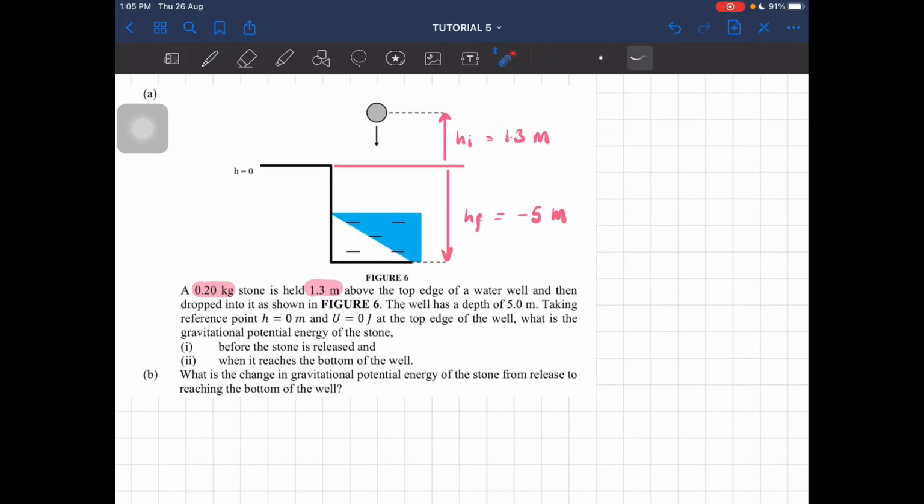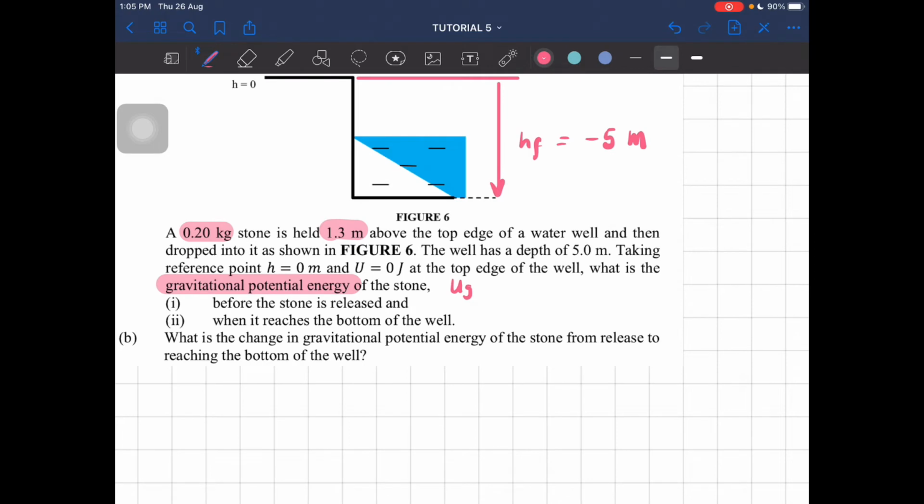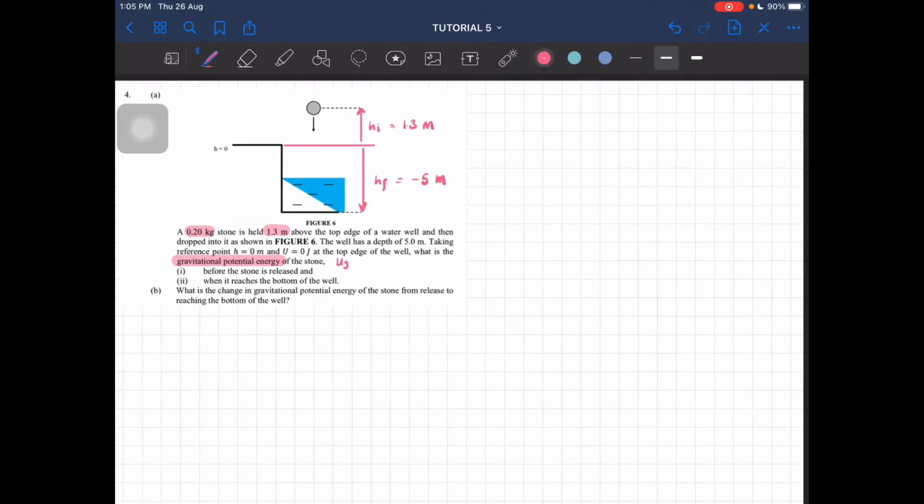Okay, right, after that, what is the gravitational potential energy? We have to find gravitational potential energy, which is equal to UG, or just U. Find before the stone is released as well as when it reached the bottom of the well. Then we have to find the change in gravitational potential energy from release to reaching the bottom of the well. Okay, so this is quite simple.